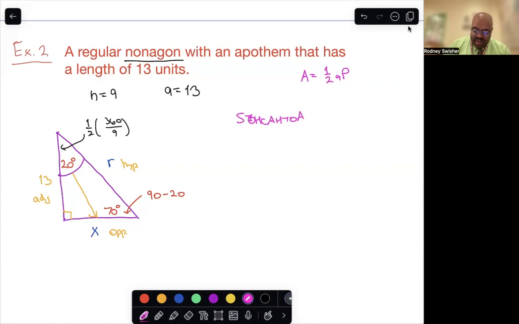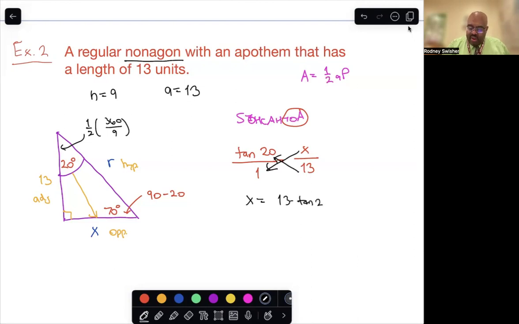So that means we will be using tangent. We're going to fill out the equation as the tangent of 20 degrees over 1 equals the opposite, which is X, over the adjacent, which is 13. We cross multiply: X times 1 to get X, and 13 times the tangent of 20 degrees. Again, we'll just use our calculator to multiply. It's 13 times the tangent of 20 degrees, and if I do that, I get approximately 4.73, because it's 4.731.